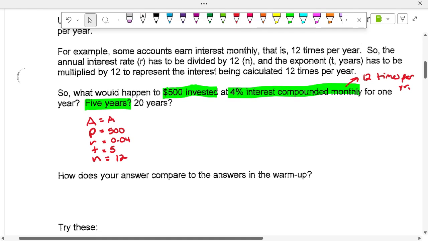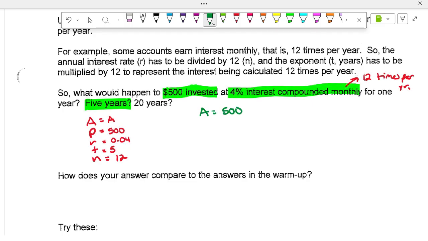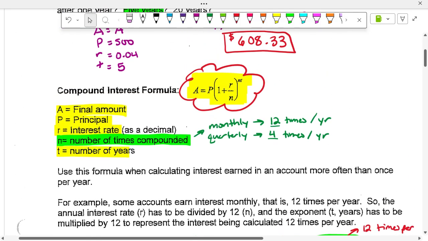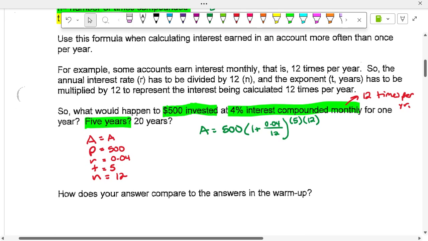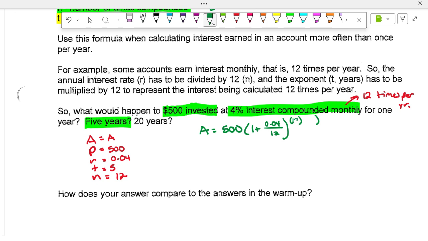So guys, if setting up the formula is hard for you, start with this, because then you're just replacing letters with numbers. So we have A is equal to 500 times 1 plus 0.04 divided by 12, all raised to 5 times 12. So all I did was take the numbers that I came up with and plug them into that formula. Actually, let me write this as 12 times 5. It doesn't really matter, but I want to make it consistent.